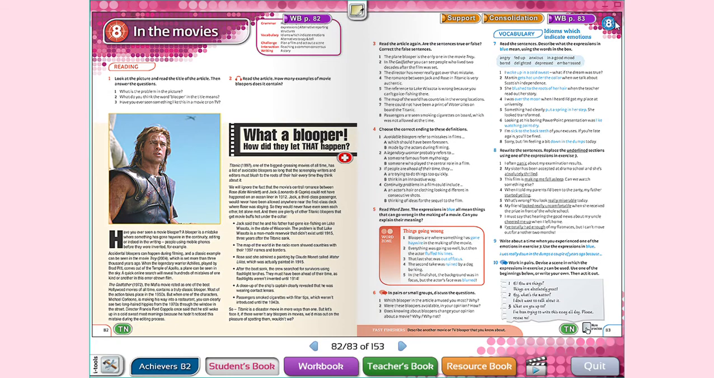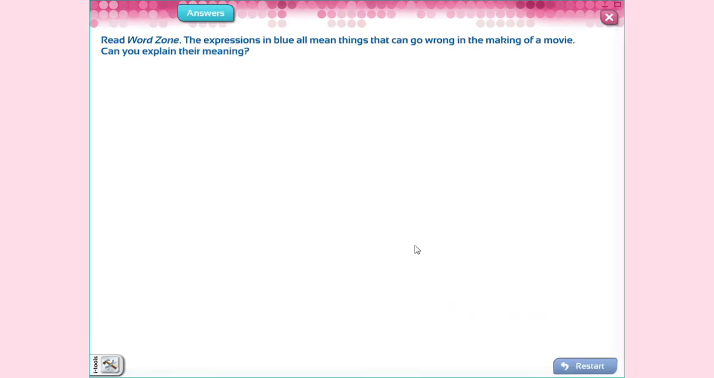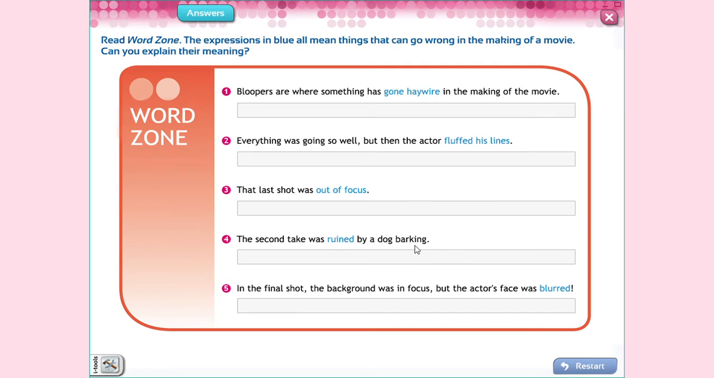So, let's go forward with this box. And it says, read word zone. The expressions in blue all mean things that can go wrong in the making of a movie. Can you explain their meaning? So this is a very interesting exercise because you're going to analyze some little expressions that are not really common in English. This gives you another level of English, but they are actually very easy in their meaning. So you have to keep in mind this box.